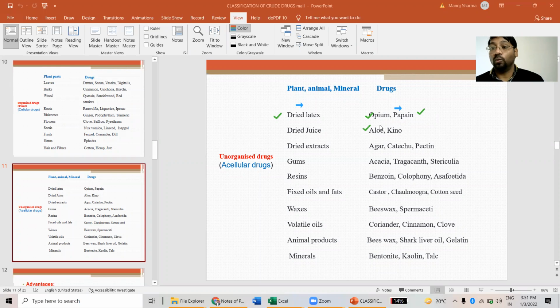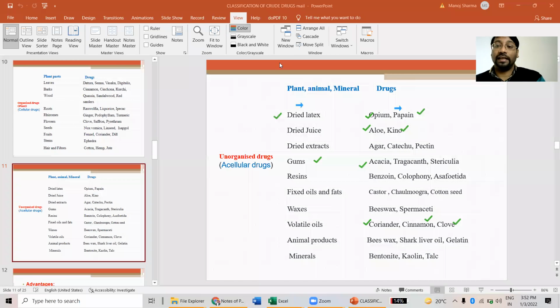Juices, we have aloe, quinu. Then gum, we have acacia gum, we have tragacanth gum. Oils, oil हम सब यूज करते हैं, coriander oil, clove oil, cinnamon oil, ठीक है, mustard oil. These are all oil preparations. So in these slides they have given you the advantages and the examples of acellular or unorganized crude drugs, right?